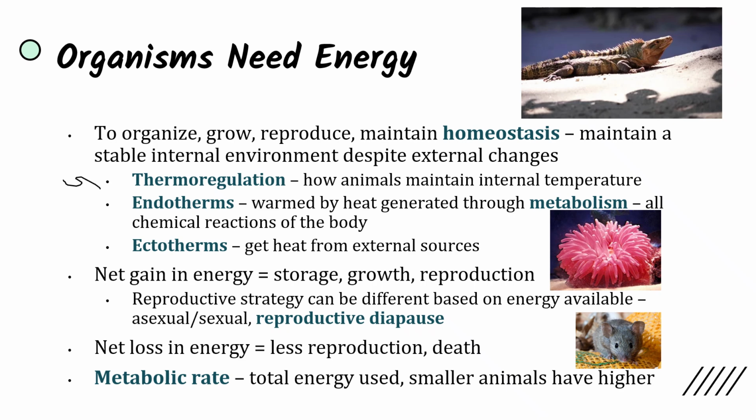Humans are endotherms, meaning they're warmed by the heat generated through metabolism. So as chemical reactions occur within the body, energy lost during these reactions is released as heat, and that warms endotherms. However, ectotherms get heat from external sources. They cannot warm themselves. So for instance, we have this sunbathing iguana. It is in the sun because it is getting energy and heat from the sun in order to warm itself up.